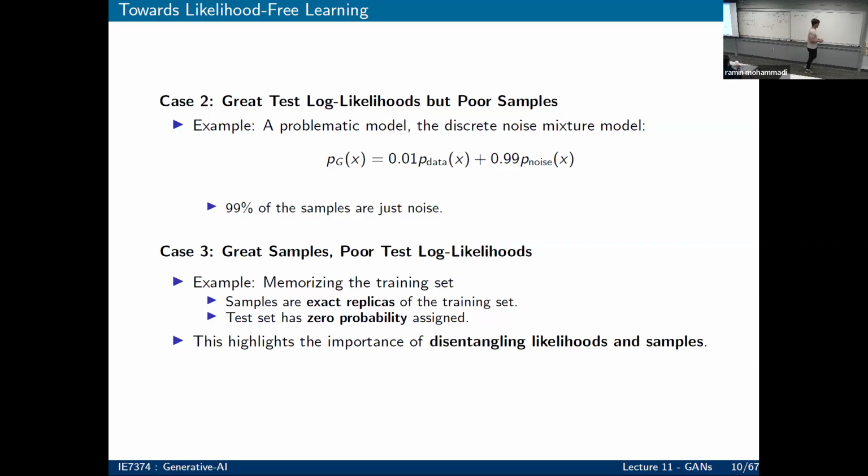Now we want to understand why likelihood learning will fail in a model like that. Again, this is a scenario. You developed a model, but this model that you have, 99% of the time, just produces noise. 1% of the time, it produces data. But if we use likelihood learning, why will we fail?